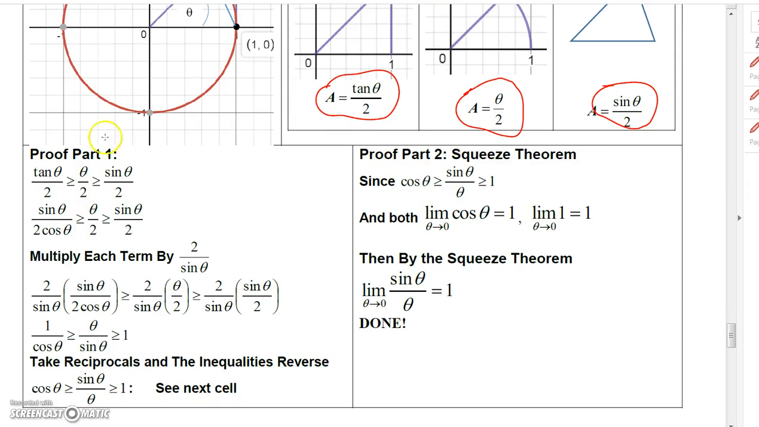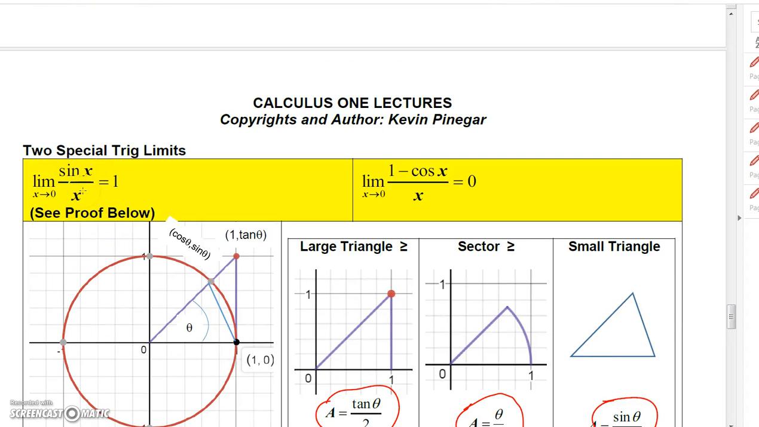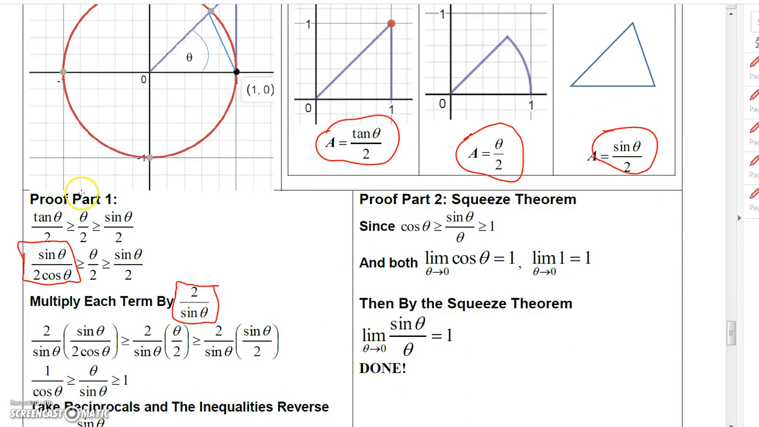Okay, so let's go over here now. Part 1. So we know that tangent theta over 2 is greater than or equal to theta over 2, which is greater than or equal to sine theta over 2. Now tangent theta is sine theta over cosine theta, so I can rewrite that first term as sine theta over 2 cosine theta. Now if I multiply each of these terms by 2 over sine theta, the reason I want to do that is because that'll give me, for the middle term, theta over sine theta. Now what I want is sine theta over theta, not theta over sine theta, but I can get there.